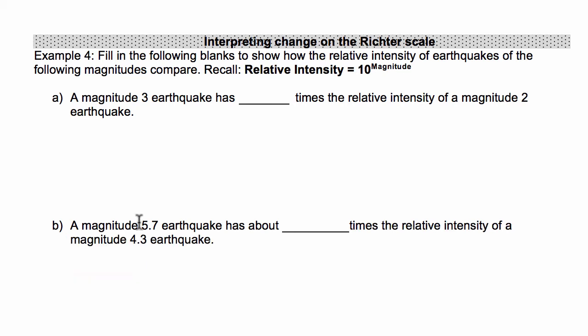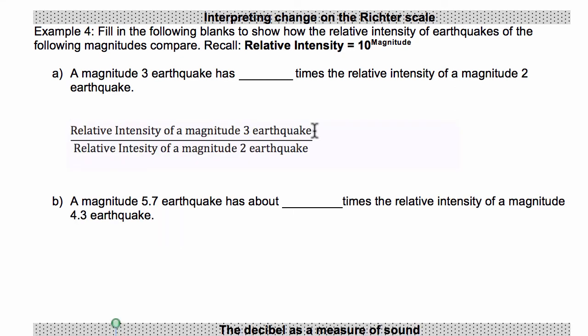Since we want to know the size of one quantity in relationship to another quantity, we should use comparing division. We will put the larger quantity in the numerator and the smaller quantity in the denominator. Since we are asked to compare relative intensities, we need to convert magnitude to relative intensity before we divide. Recall, relative intensity equals 10 to the magnitude.